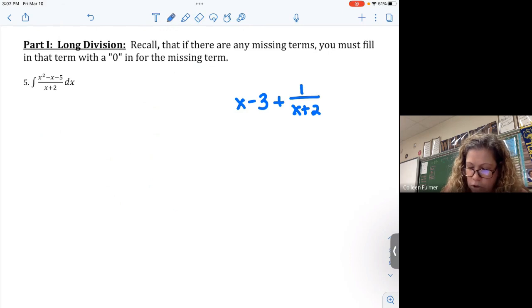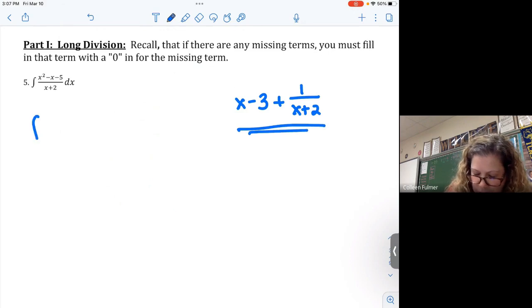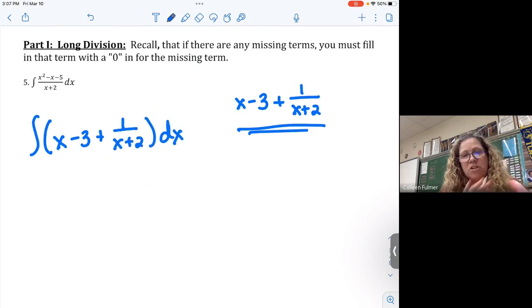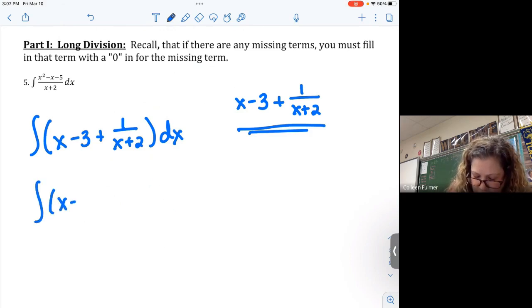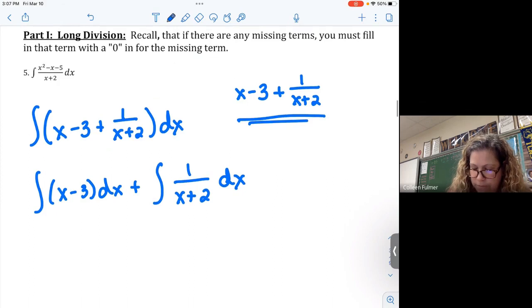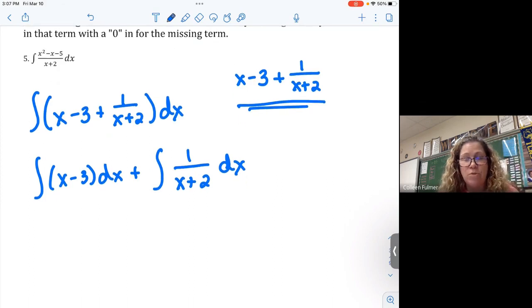All right. So keeping in mind that this division problem is now equal to this, I'm going to rewrite this as the integral of x minus 3 plus 1 over x plus 2 dx. And then I'm going to split it up even further. I'm going to do the integral of x minus 3 dx plus the integral of 1 over x plus 2 dx. And now I'm going to attack these two integrals separately.